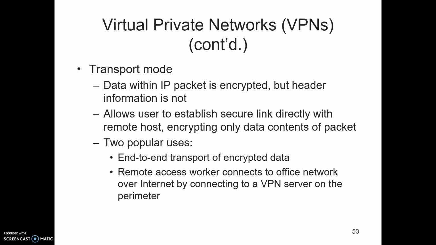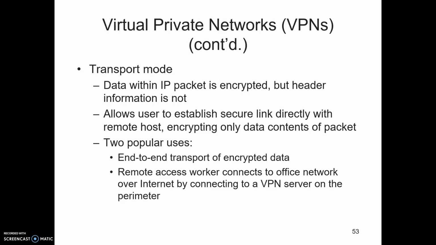In transport mode, the data within an IP packet is encrypted, but the header information is not. This allows the user to establish a secure link directly with the remote host, encrypting only the data contents of the packet. There are two popular uses for transport mode VPNs. The first is the end-to-end transport of the encrypted data. In this model, two end users can communicate directly, encrypting and decrypting their communications as needed.